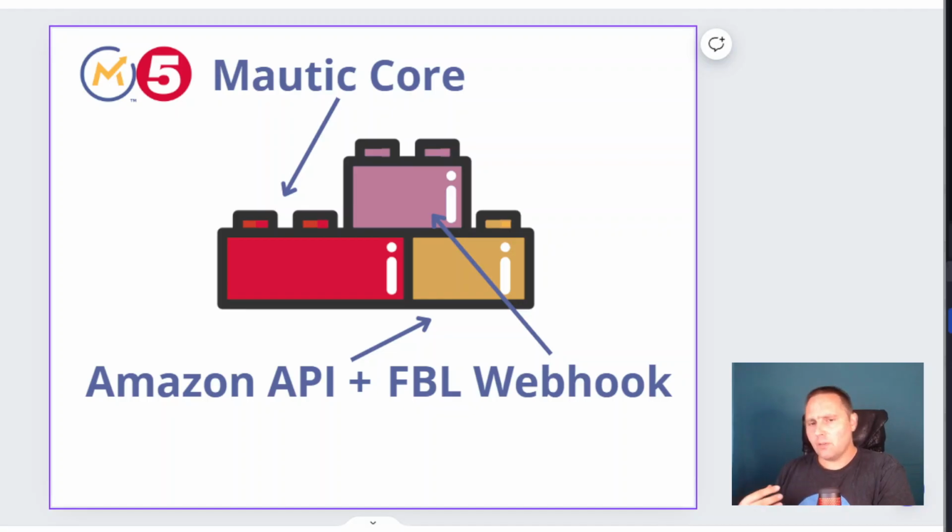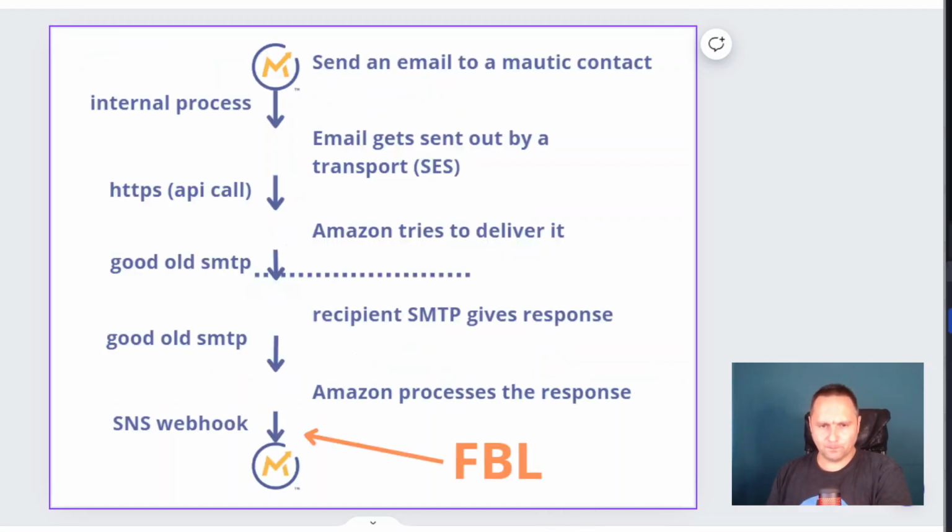So you should think about the email sending components as building blocks, as Lego blocks here. The red representing Mautic itself, and two more blocks which are missing as a default for Mautic, so you have to grab them from somewhere. One of them is a feedback loop, and the other one is an Amazon API connection. Normally you would send out emails via SMTP, but that's just not too fast, so we're going to send out via API. There are other reasons for that, why we are doing this. I will also cover it in this video.